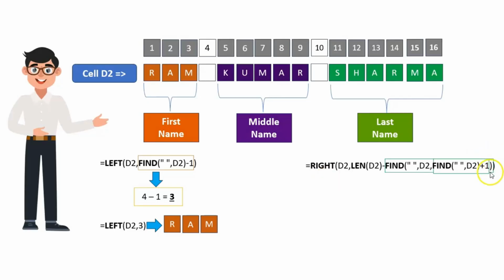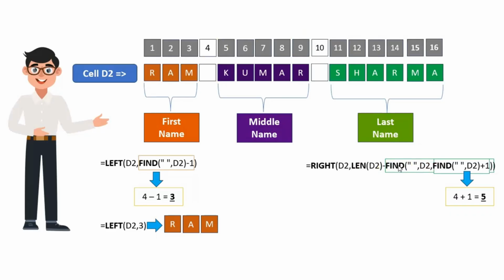Here we will start executing the innermost find function first. Here the find function looks for the first blank space in the input string which is captured in D2 cell, and in our case output position of the first blank space would be 4. Now the formula is whatever value you are getting from find function, add 1 to it, which makes it 5, and this 5 becomes the third argument of the outer find function.